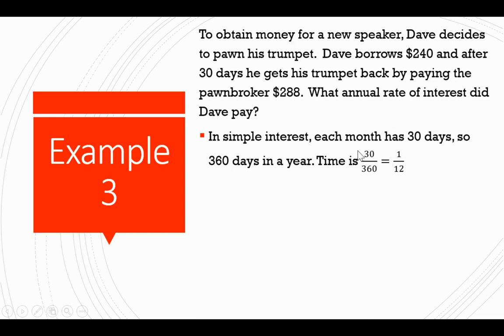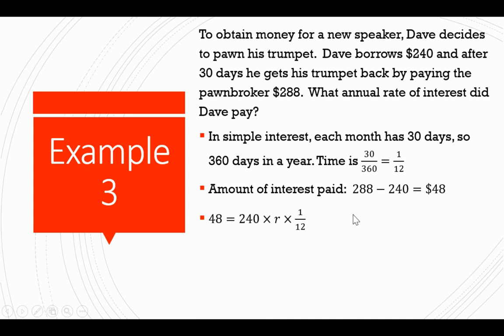So we take a look at the simple interest formula. Each month has 30 days because this is kind of a monthly situation. And there's, on average, 360 days in a year. So the time is going to be 30 divided by 360, so about 1/12 of a year, roughly. I'm not quite sure why we don't use real numbers, but this makes it easier to use these fractions. The amount of interest paid, he paid back $288. We subtract $240 from that. We get $48 of interest.